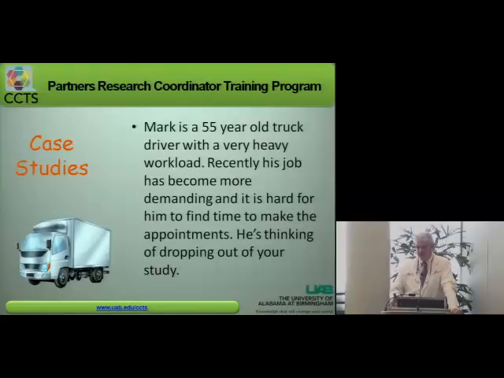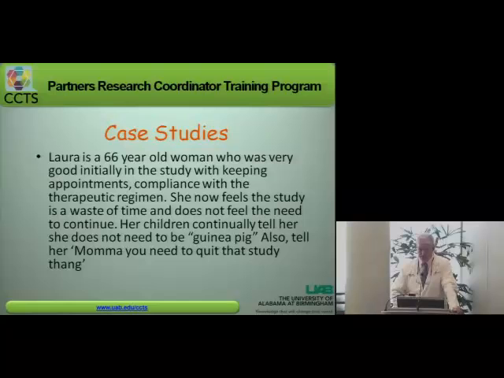Okay, these are case studies. These are things that you need to look at, and once you get off the webinar, think about these for yourself. A 55-year-old man has a very heavy workload. He's in your clinical trial, but his job is changing his route, changing things, and he's finding it harder and harder to come by. He's thinking about dropping out. How would you handle that?